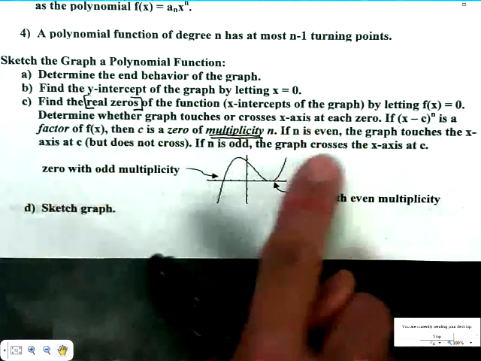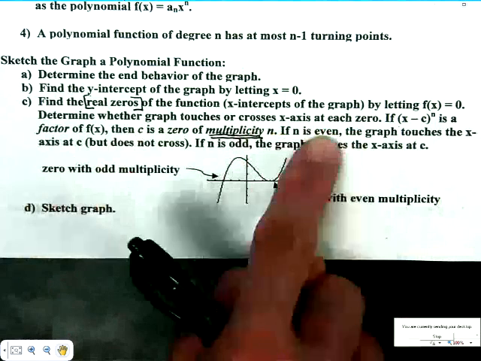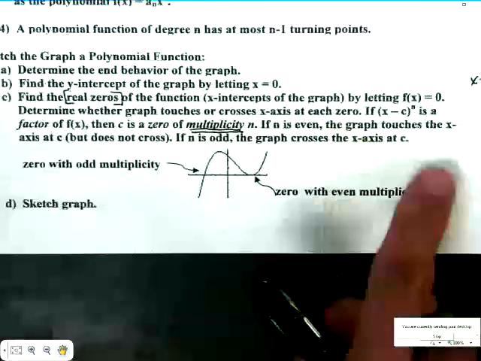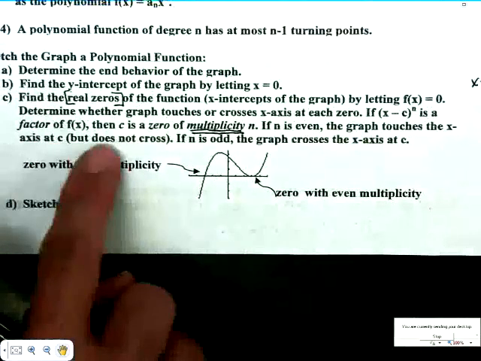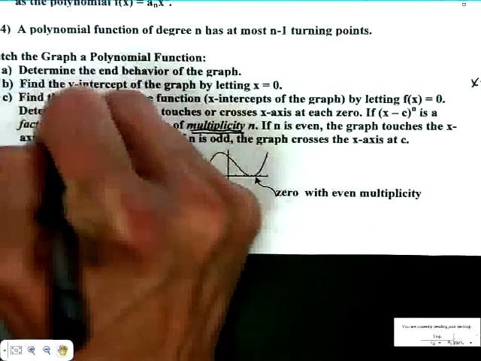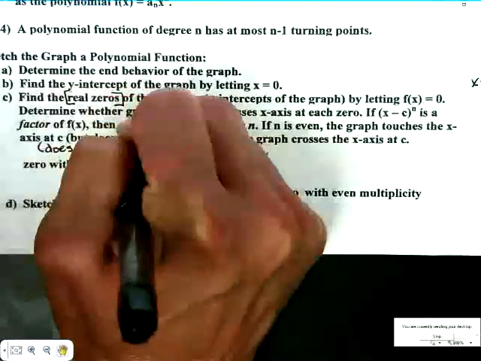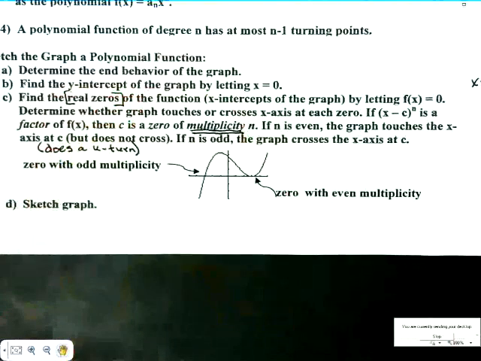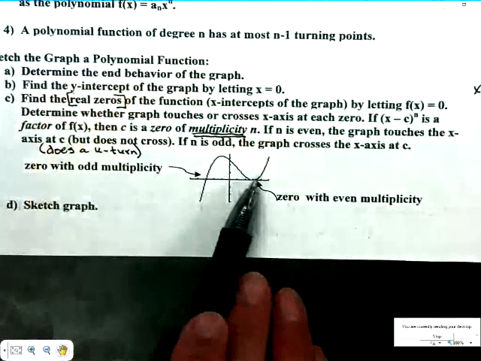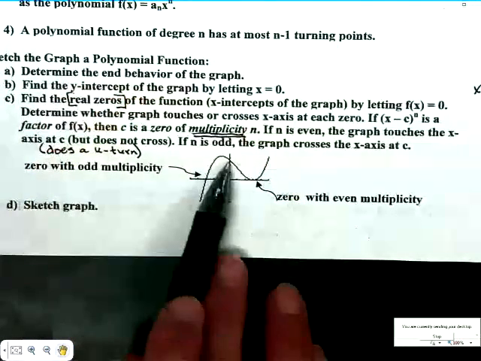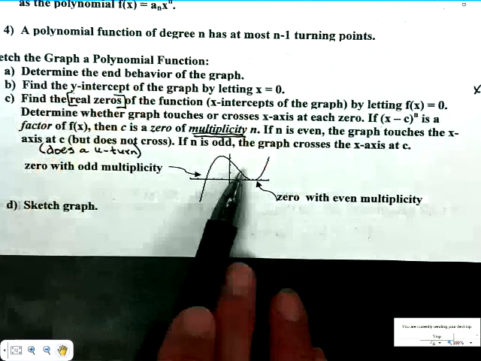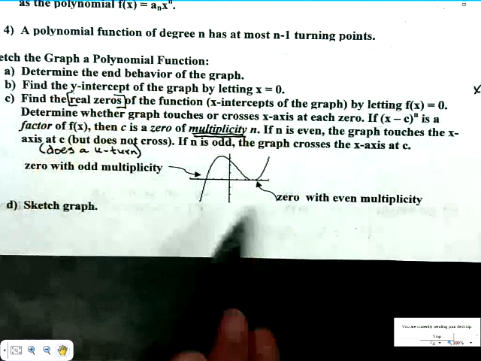Let's look at this picture. If that exponent, if the multiplicity, is even, the graph touches the x-axis but does not cross. You could even make a note there, does a U-turn. As is the case right here. I don't know exactly where that graph is touching the x-axis, but I can see that it comes down, it touches but does not cross the x-axis. It does a U-turn at that 0.